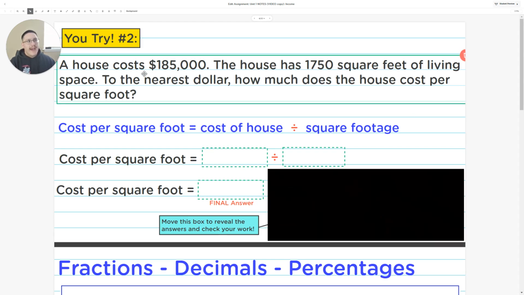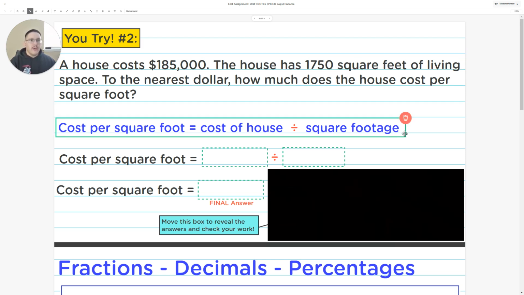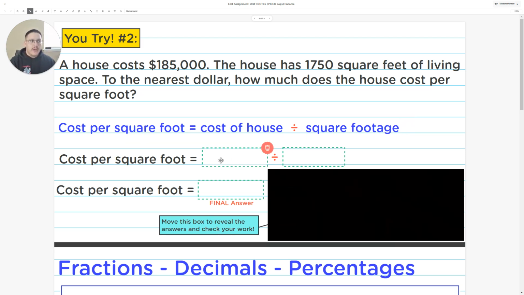You try number 2. A house costs $185,000. The house has 1,750 square feet of living space. To the nearest dollar, how much does the house cost per square footage? Again, this scenario indicates we are dividing. We have our totals. We want to divide it into their parts. So the cost per square footage is the cost of the house divided by the square footage. So figure out what you need to divide, what goes first and what you need to divide into it. Round your answer to the nearest dollar, and then type your answer up in ClassKick.